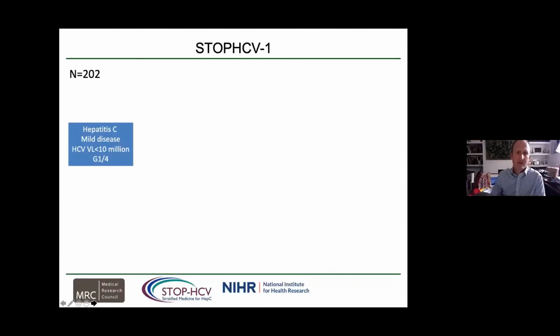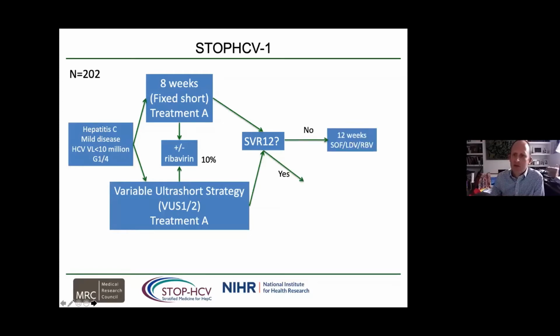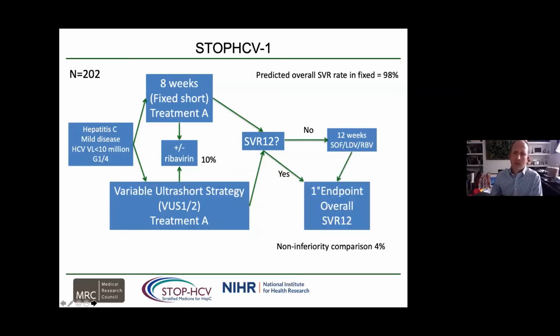And I'll finish just with a little bit of data from a trial we did in the UK, looking at patients with mild disease, having a cutoff that's relatively high at 10 million copies, and randomizing patients, first of all, to different durations of the same therapy, either a fixed 8-week therapy or a much shorter variable ultra-short strategy, with a view that anyone who's cured then finished. There was a second randomization to ribavirin with and without, so a factorial randomization. And anybody who didn't get cured on first-line therapy was then retreated with sofosbuvir, ledipasvir, and ribavirin for 12 weeks, with the overall primary outcome being the cure rates according to each of those strategies.